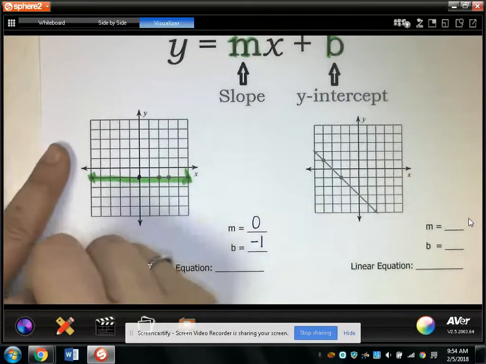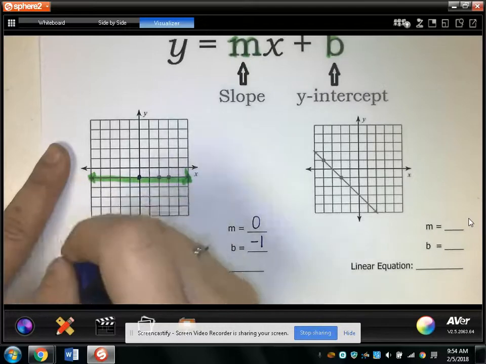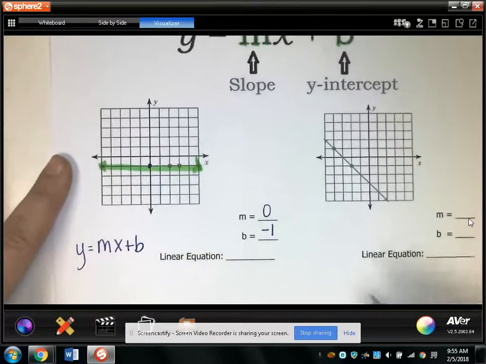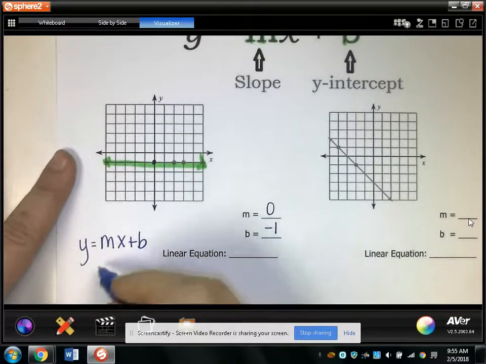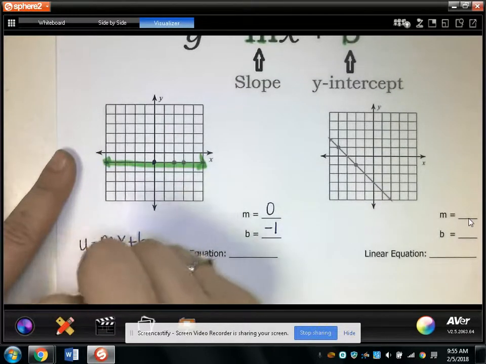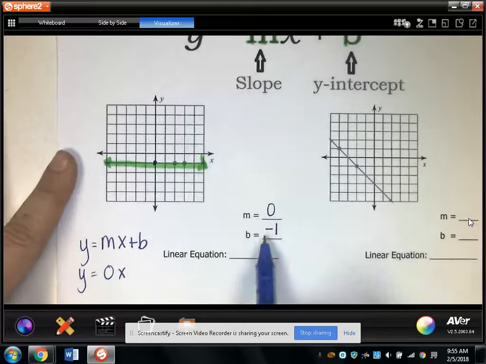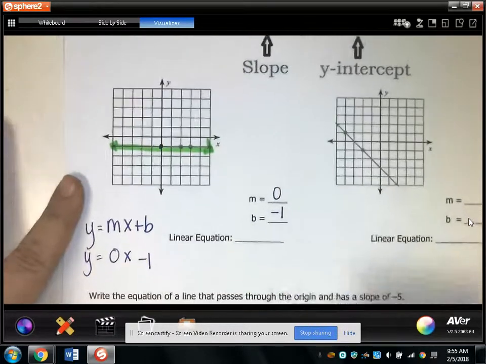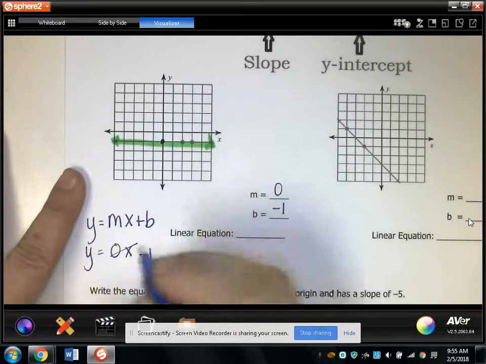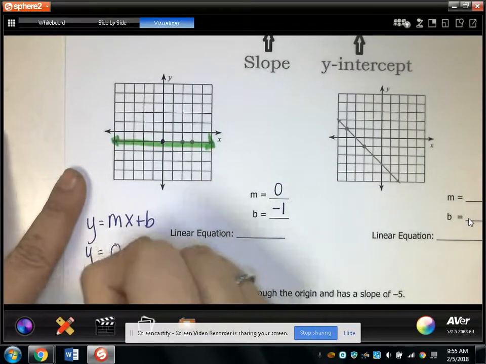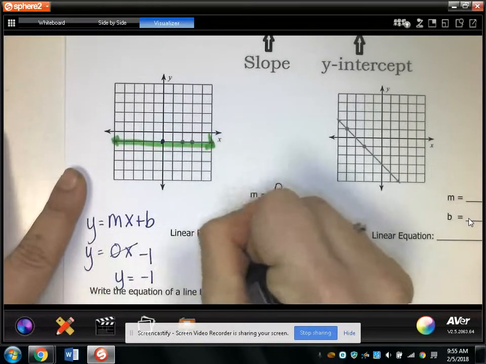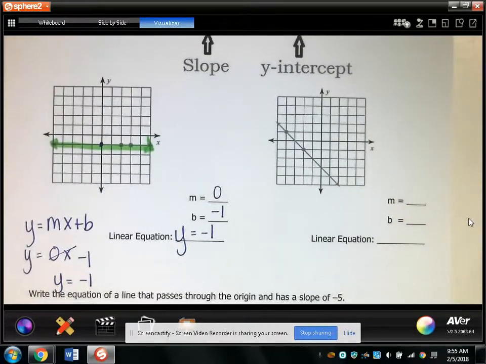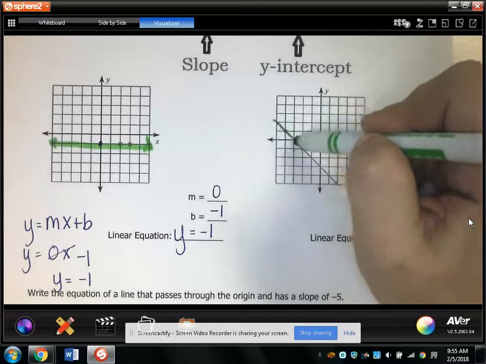So if I know that all slope-intercept forms are y equals mx plus b, I just need to plug in. So for slope, I'm going to plug in 0. And for my y-intercept, I'm going to plug in -1. Now 0 times x is just 0. So this equation is y equals -1.